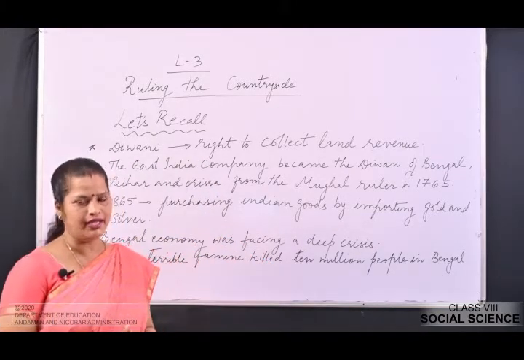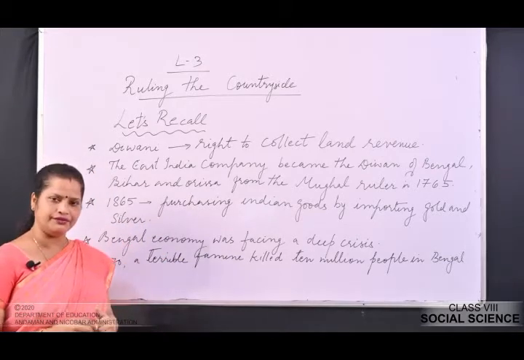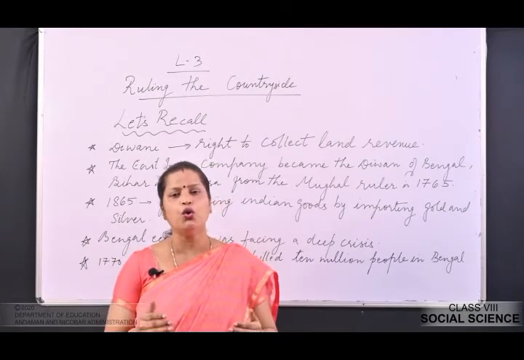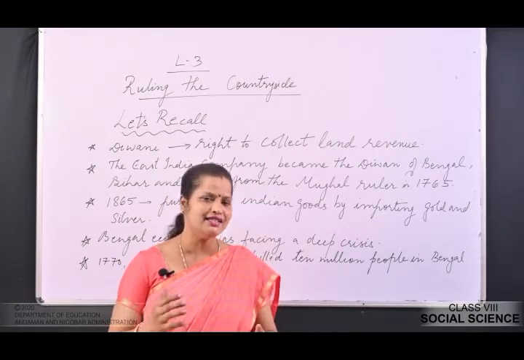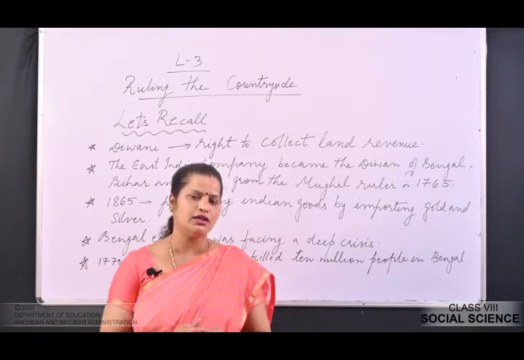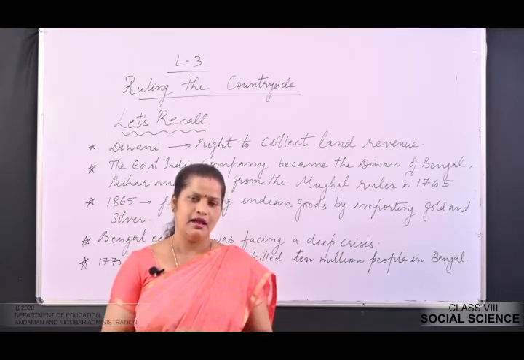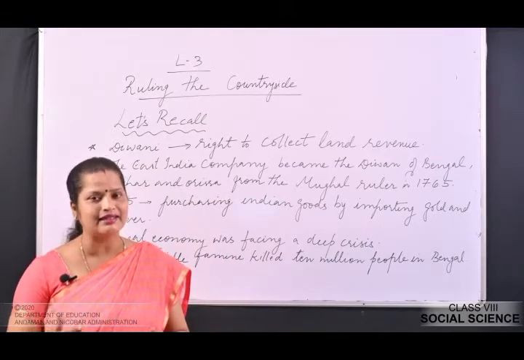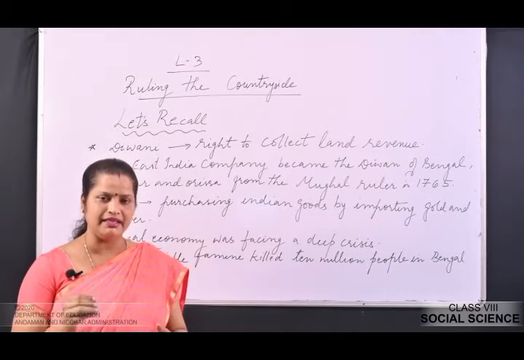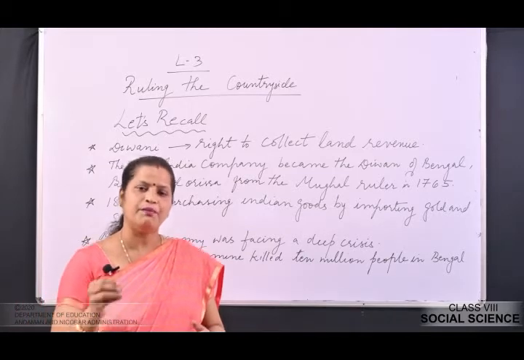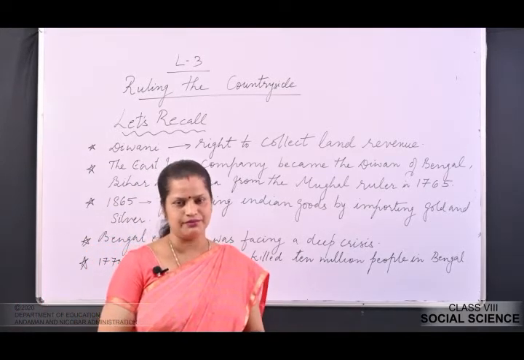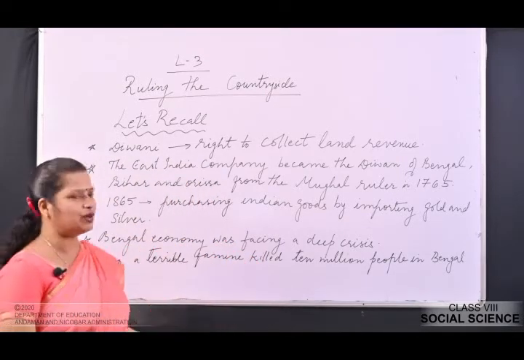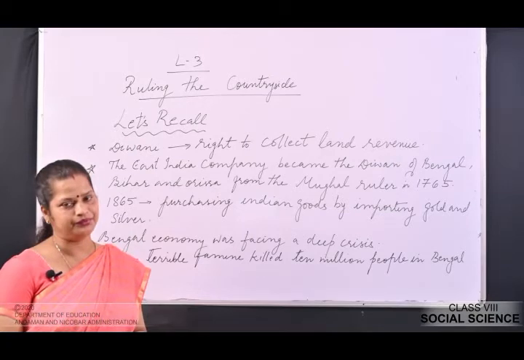1765. Okay. Then 1865. Before 1865, the company imported gold and silver to purchase Indian goods like fine cotton and silk. But after 1865, they wanted to use the collected revenue or the collected money for purchasing the Indian goods. So obviously it resulted in a deep crisis in the Bengal economy.